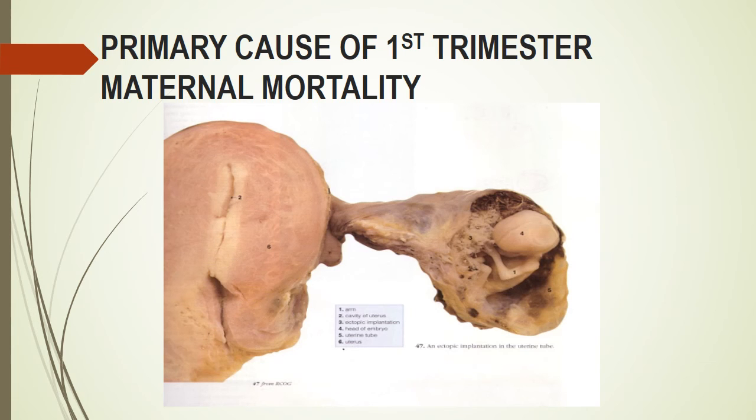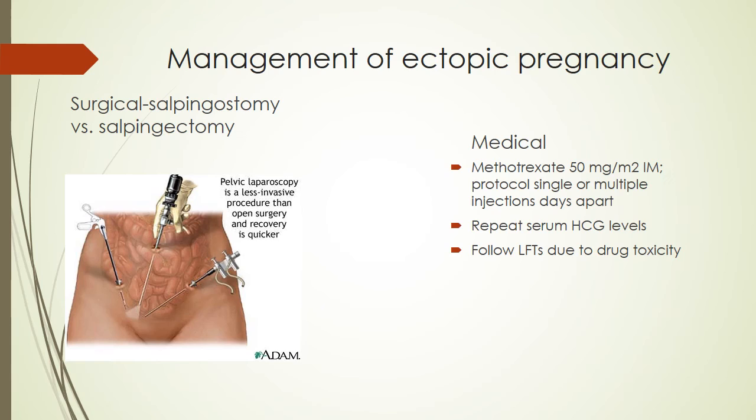Also keep in mind that a ruptured ectopic pregnancy is the primary cause of maternal mortality in the first trimester. Do not miss this. So management of ectopic pregnancy can be either medical or surgical. If they do surgical, they can do a salpingostomy where they're actually going to slice the tube open and remove the products of conception and then close it back up again. Or if it's ruptured and there's too much damage to the tube, we're going to go ahead and remove the fallopian tube that is affected. And they can do this through the laparoscopic approach.